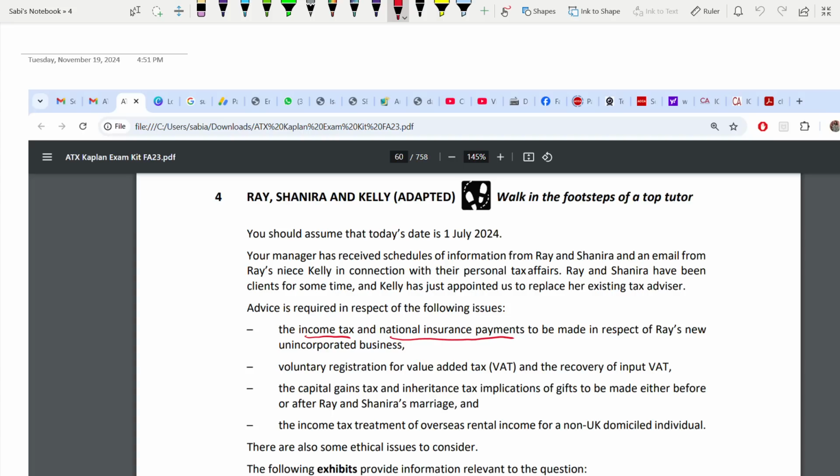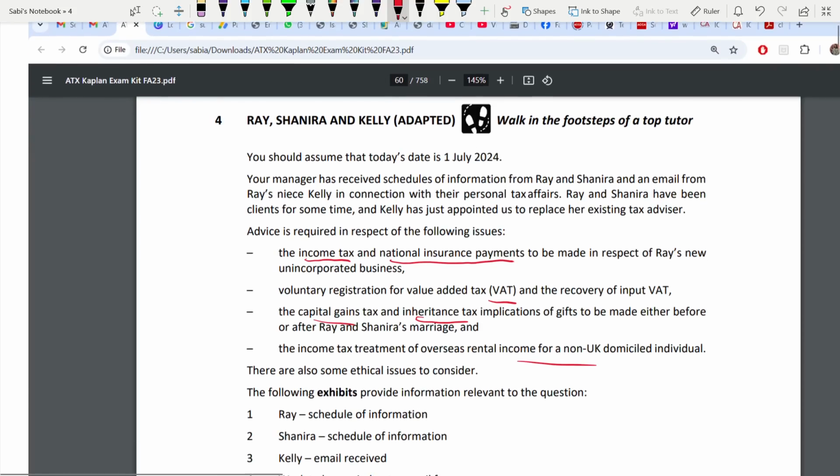Okay, and also about VAT registration. Then we have capital gain tax, inheritance tax, and also it is testing your overseas aspect, the UK resident, then UK domicile. Okay, the overseas aspect. So all the various areas are tested on this one single question. Okay, now directly we are going to go to the requirements.